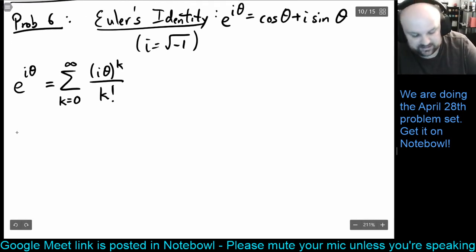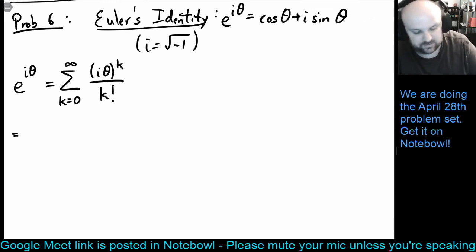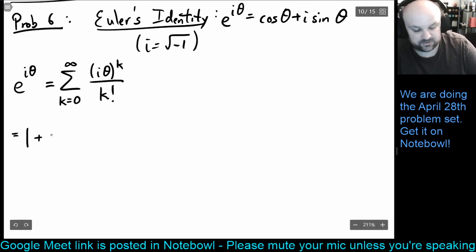So let's write this out. I'm going to try and squeeze in as many terms as I can here. If we plug in 0, this is just 1, no big surprise. Plug in k equals 1, we have i theta. Plug in k equals 2, we get i squared theta squared over 2 factorial.